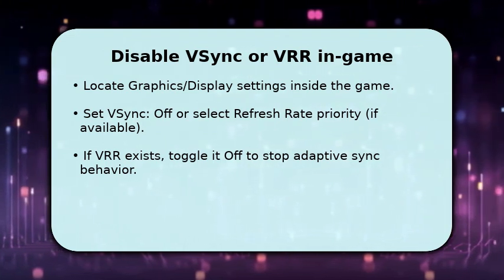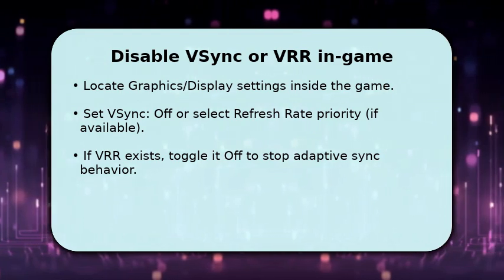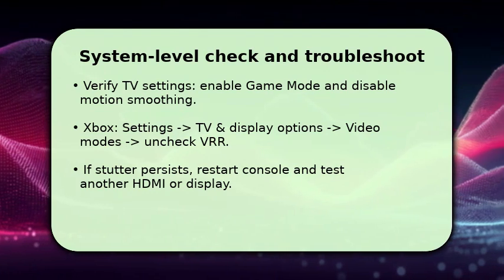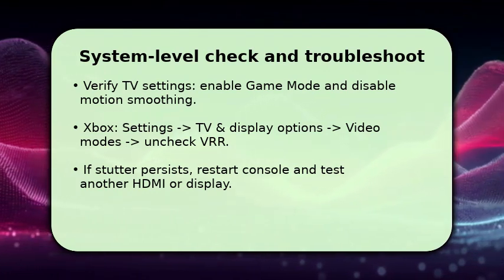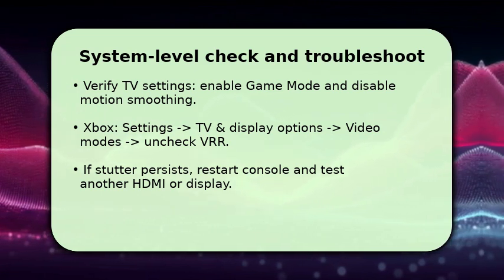Once done, apply or confirm changes and quit to the dashboard so settings persist across sessions. Finish by checking system-level options. Press the Xbox button, go to Settings, General, TV and Display Options, Video Modes and uncheck Allow Variable Refresh Rate.